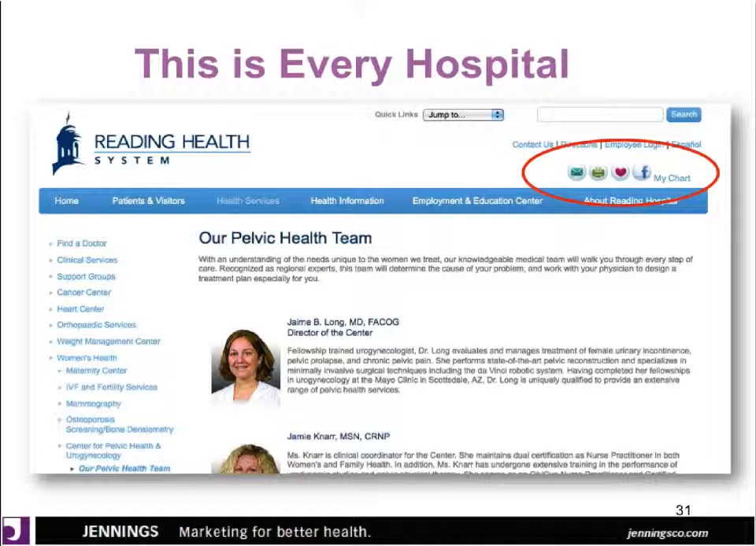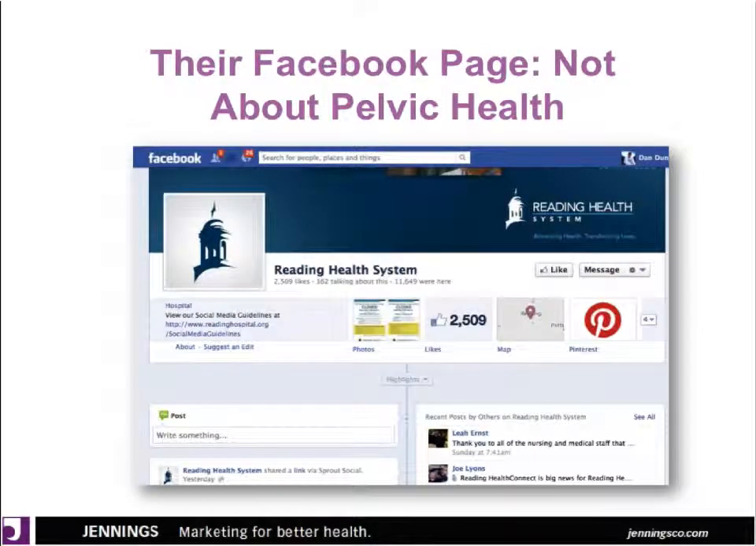So I was really excited when I found this particular pelvic health program at Reading Health System, and I saw the little Facebook icon up at the top, and I thought, finally, someone gets it. They've created a special Facebook page just for their pelvic health program. So I was excited. I clicked on the Facebook icon, just like a patient would do, and found it was just their general page.